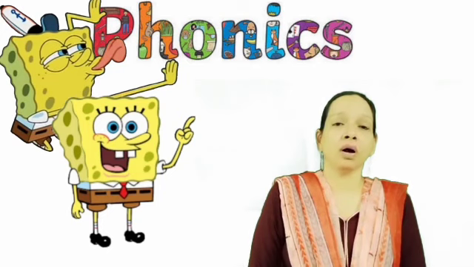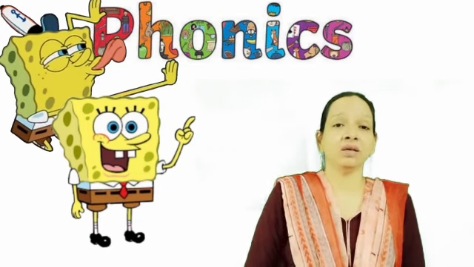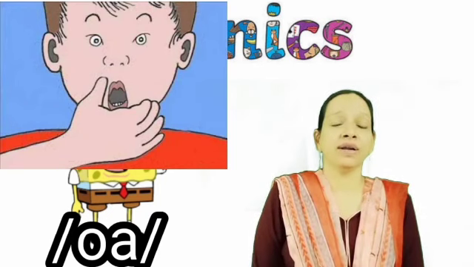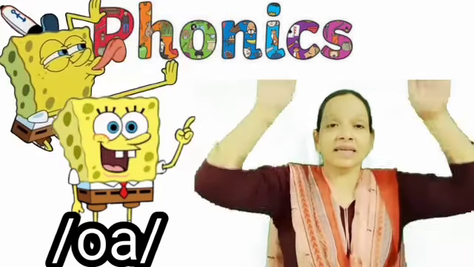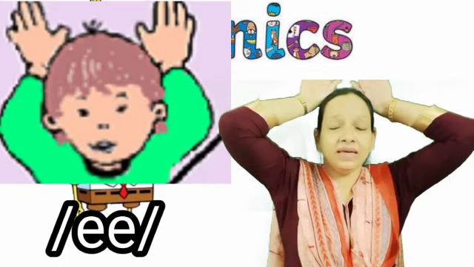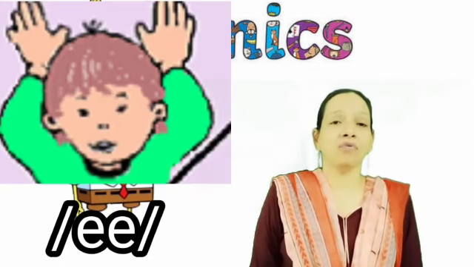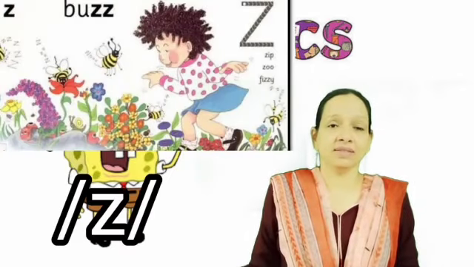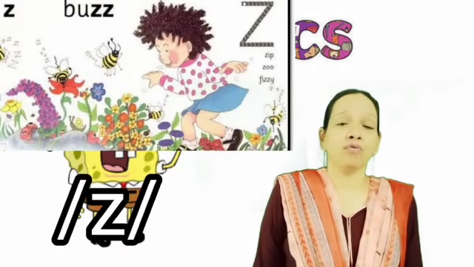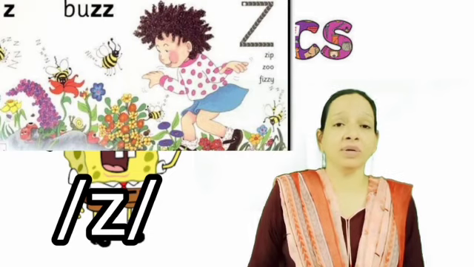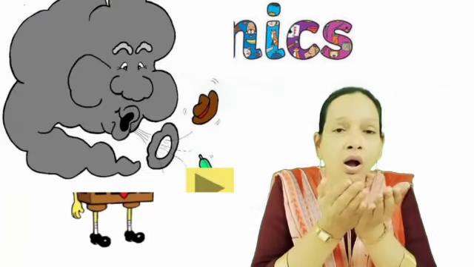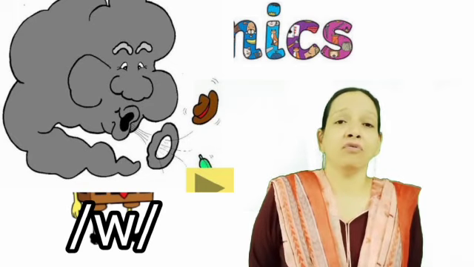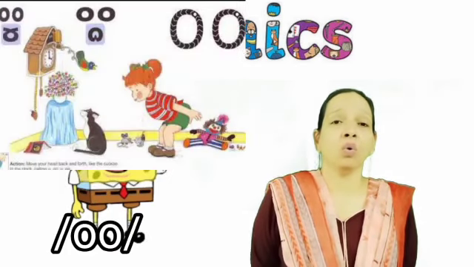Sound of digraph OA is O. Sound of digraph EE is E. Sound of letter alphabet Z is Z. Sound of letter alphabet W is W. Sound of digraph short and long O is O.